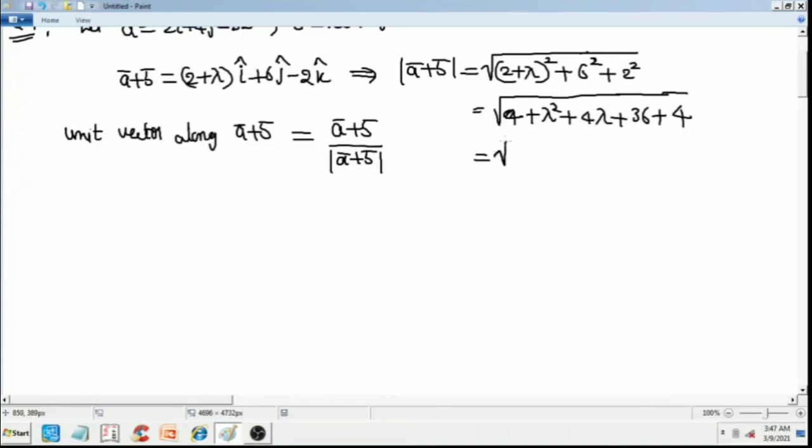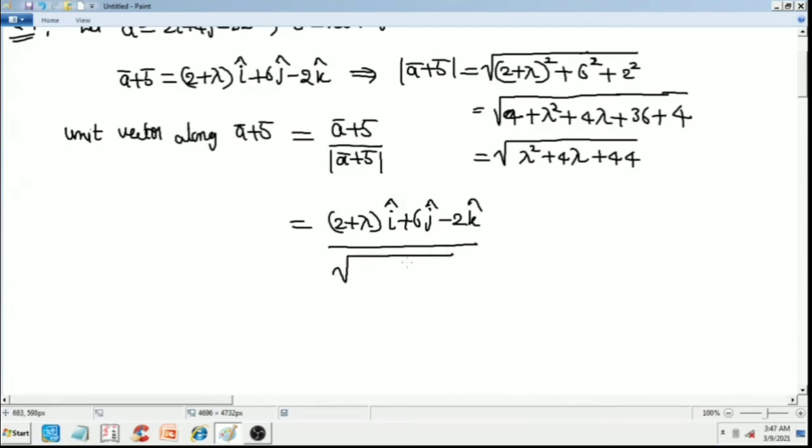So we have here lambda square plus 4 lambda. This is 40 plus 4, 44, constant. This is the magnitude of a plus b. So the vector we have is (2 plus lambda) i bar plus 6j bar minus 2k bar, divided by root over lambda square plus 4 lambda plus 44. So this is a unit vector along a bar plus b bar.